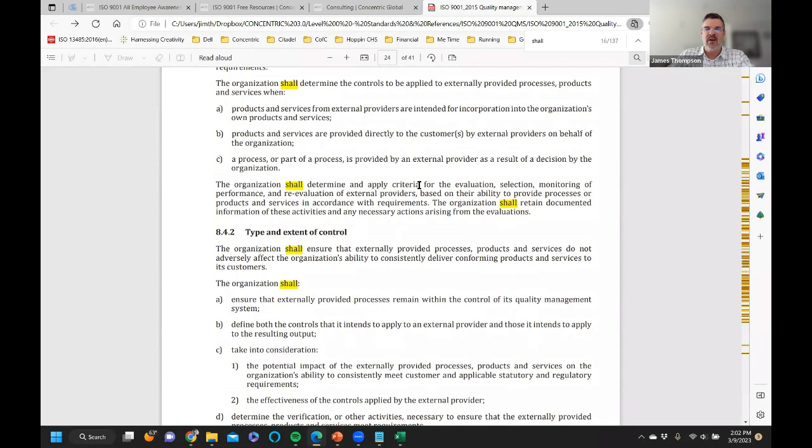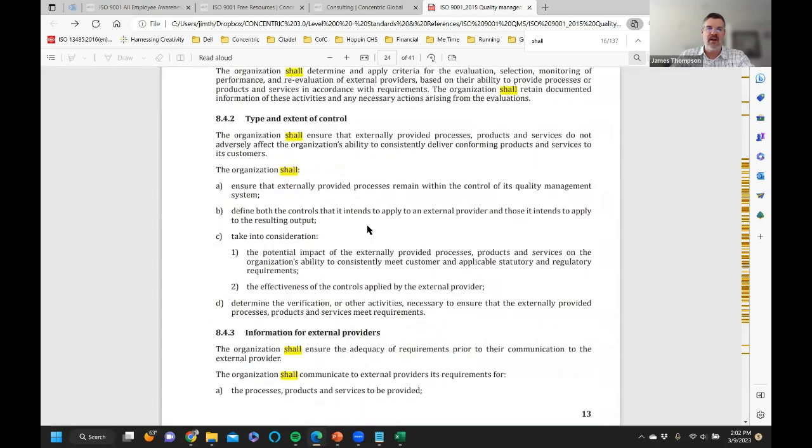The organization shall determine and apply criteria for the evaluation, selection, monitoring of performance, and re-evaluation of those external providers based on their ability to provide processes or products and services in accordance with requirements. So basically monitoring supplier performance. And how do you go about doing that, from initial evaluation and selection to ongoing performance evaluation and re-evaluation? You're supposed to keep a record of that, including any necessary actions arising from the evaluation of those external providers.